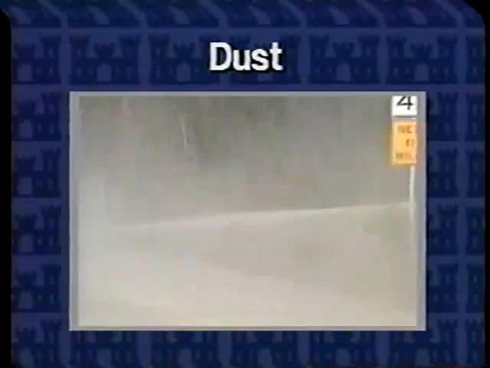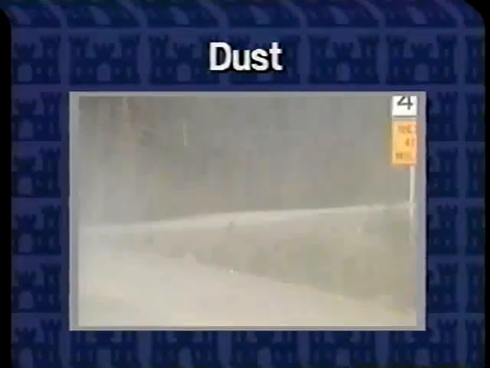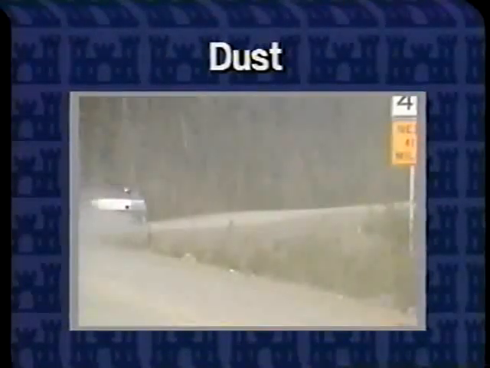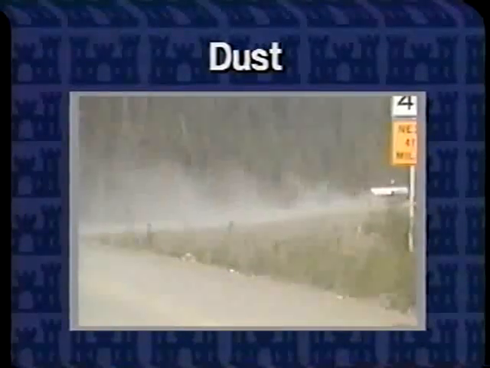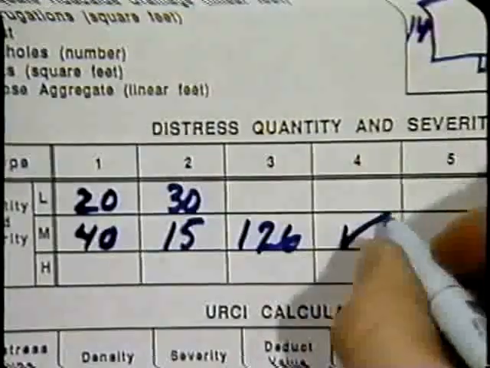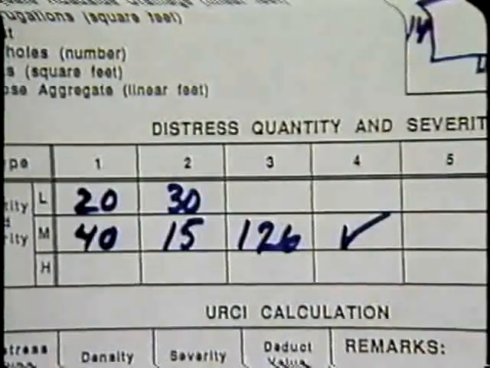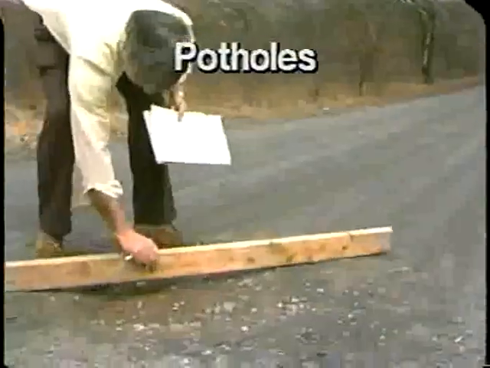To measure dust, just have someone drive through the sample unit at about 25 miles per hour and observe the dust cloud. This sample has a medium severity. This is a single rating for the whole sample. Check the appropriate box.